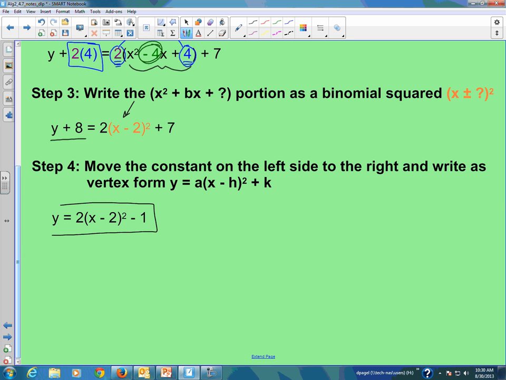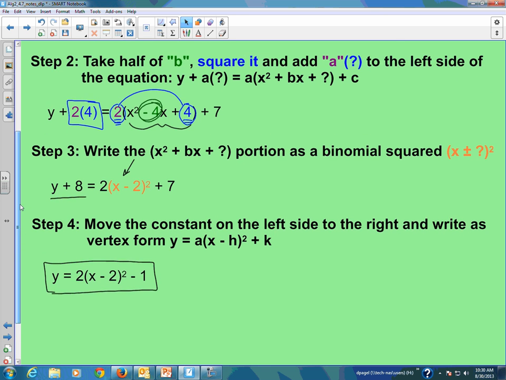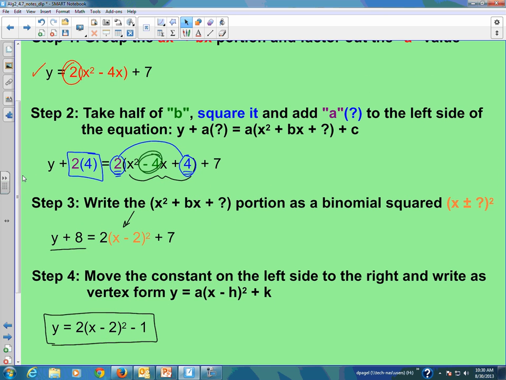So there's using the completing the square process to help yourself get into the vertex form. Very handy. The tricky part again is this step number 2, where I have to remember I have to multiply the a by whatever my b over 2 squared value is, and make sure I put that on both sides.